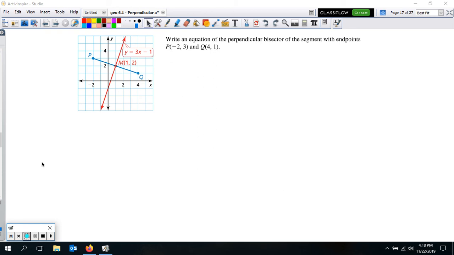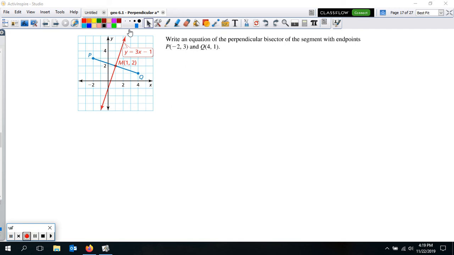Okay, this next section is going to be writing an equation of a perpendicular bisector, and I just wanted to look at this one really quick, as it's a little bit different than the one we'll actually be looking at in the extra practice. This one shows us a segment, PQ, and a line in red going right through M, and it says write an equation of the perpendicular bisector of the segment with endpoints P and Q.